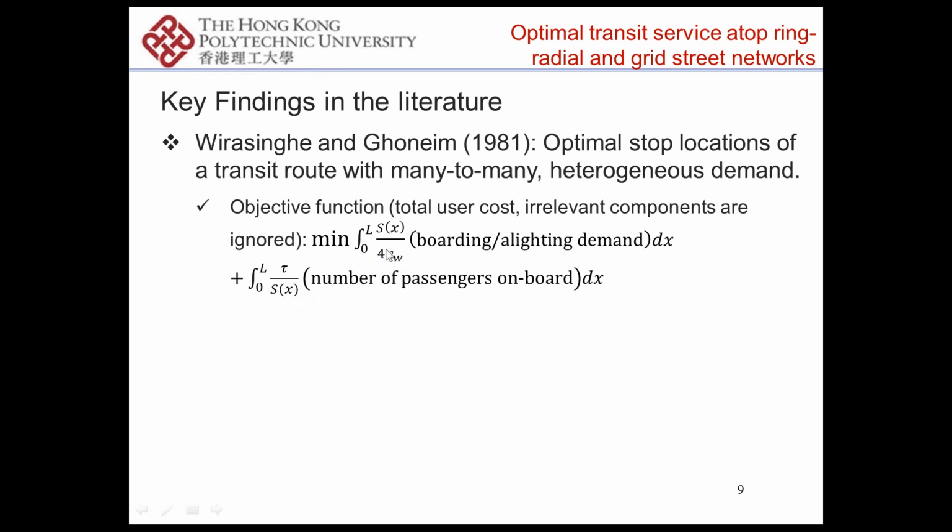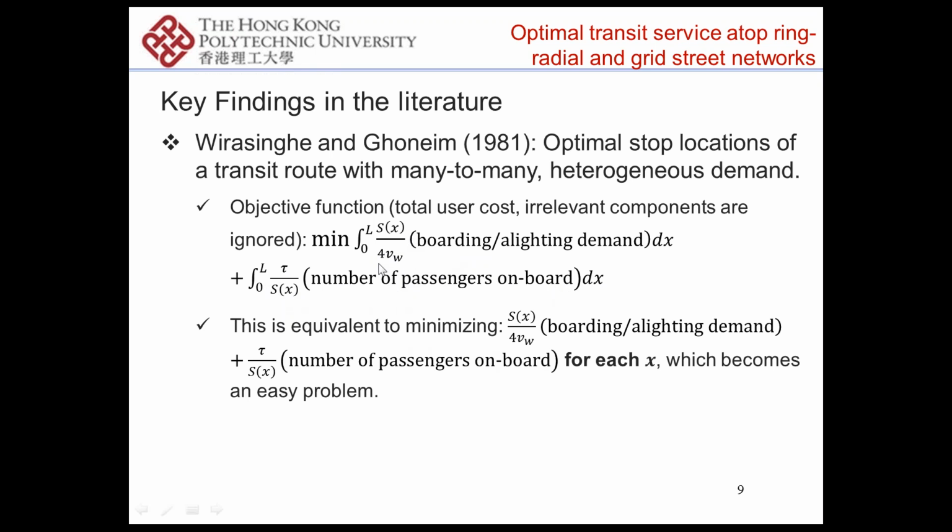Then we will find that the integrands are location-specific functions. They are functions of x, the location x, and they can be simply decomposed to location-specific optimizations. That means the original optimization, the minimization of the integral, is equivalent to minimizing sx over 4 vw times the boarding and alighting demand plus tau over sx times the number of passengers on board for each x, which turns out to be an easy problem to solve.